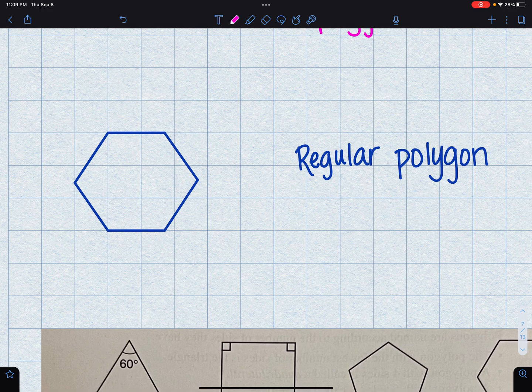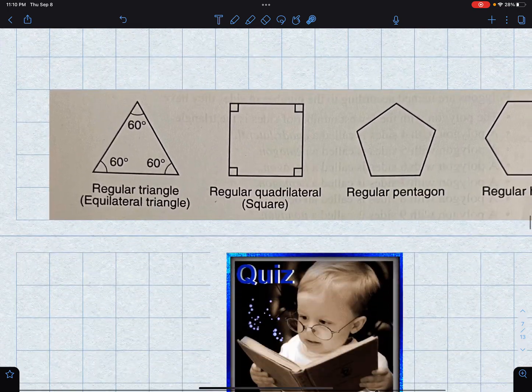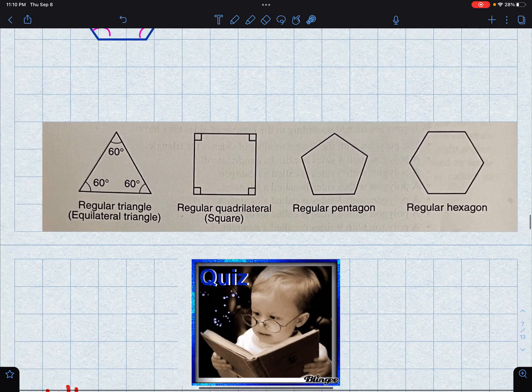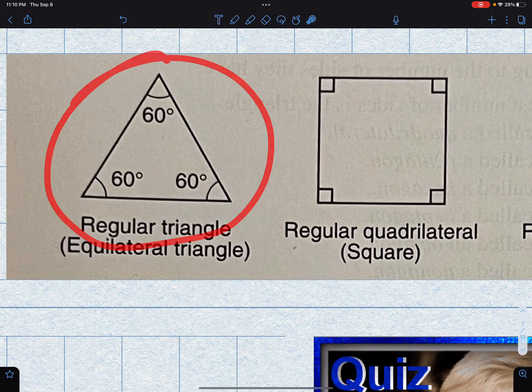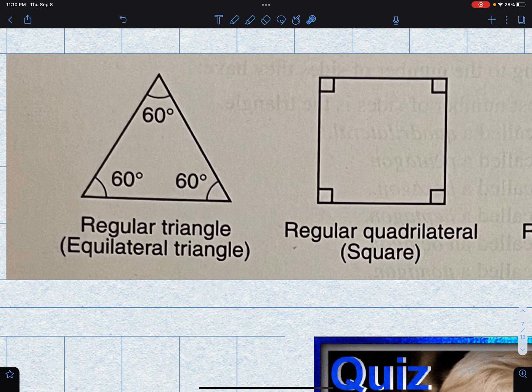A regular polygon means that not only are all the angles the same, but all the angles and all the sides are the same. So that side is the same as that side. This is a regular polygon. Here are some other examples of regular polygons. It doesn't have to look exactly like this, right? These are actually all regular polygons. So this triangle has had a lot of fiber. It is regular, meaning that the angles are the same, the sides are the same.